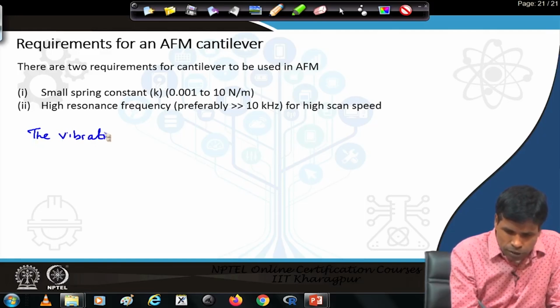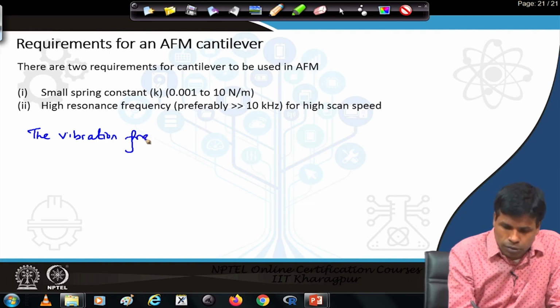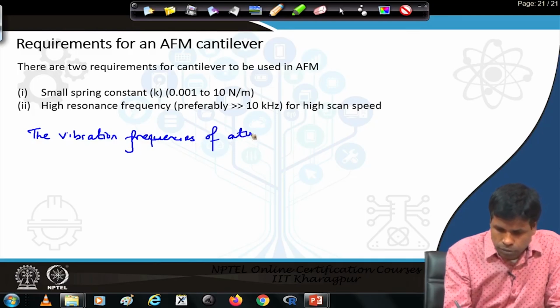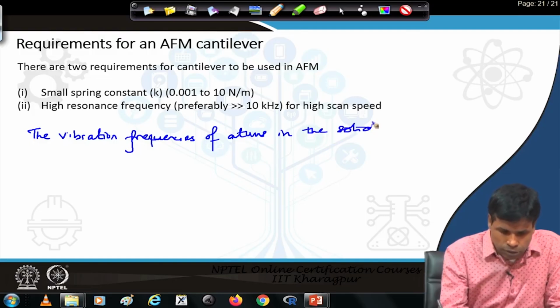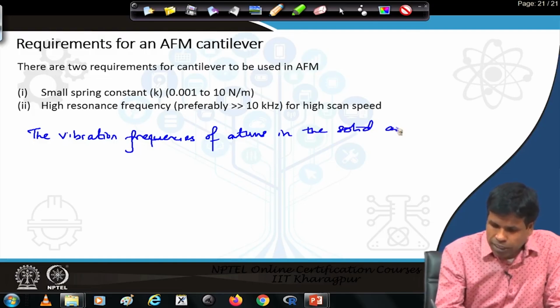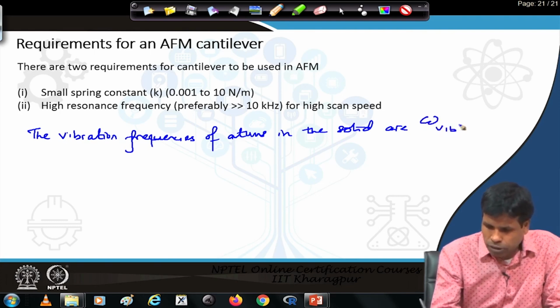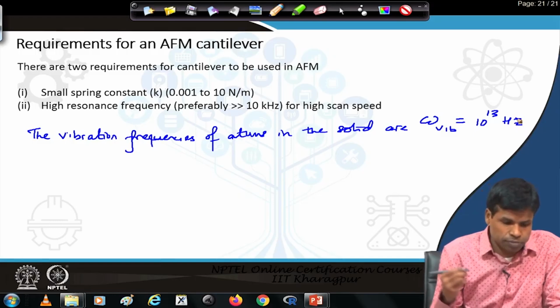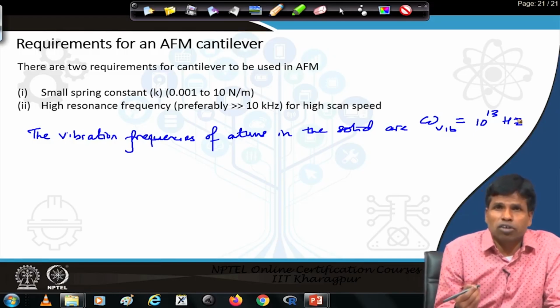So, I can write the vibration frequency of atoms in the solid is in the range of, let us say, omega vibration equal to 10 to the power 13 hertz. We know this. And the typical mass of an atom in a solid is in the order of 10 to the minus 25 kilogram.